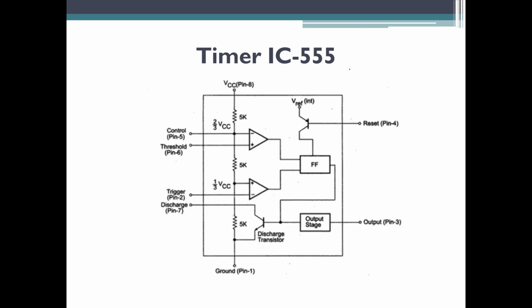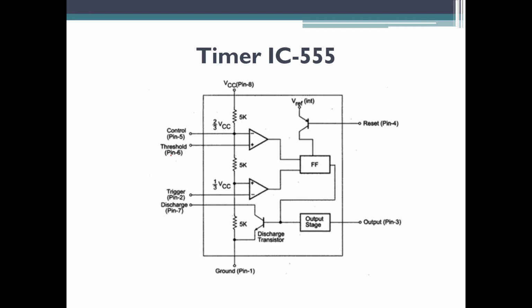It is an 8-pin IC with pin number 1 being the ground, pin number 8 being VCC, pin number 4 being reset, pin number 3 being the output pin, pin number 7 being the discharge pin, pin number 2 being the trigger, pin number 6 being the threshold pin, and pin number 5 being the control pin. So this is an 8-pin IC with 4 pins on one side and the remaining 4 pins on the other side. This is how it looks.